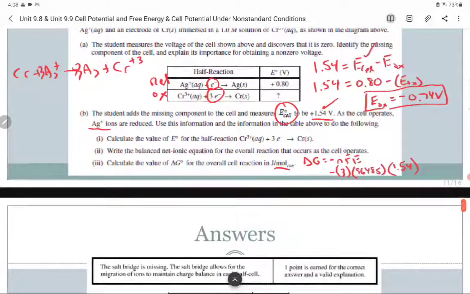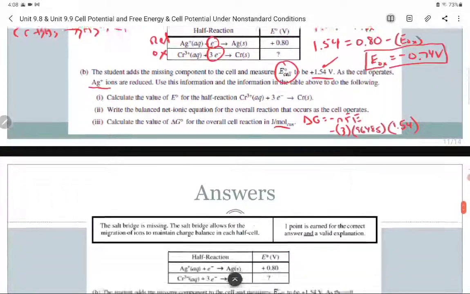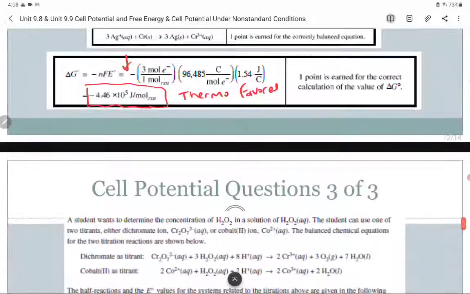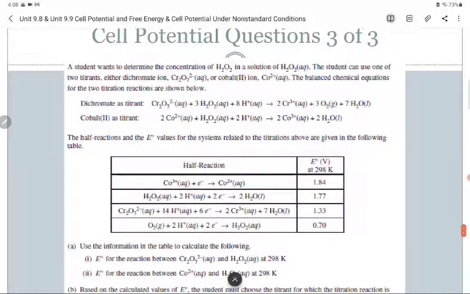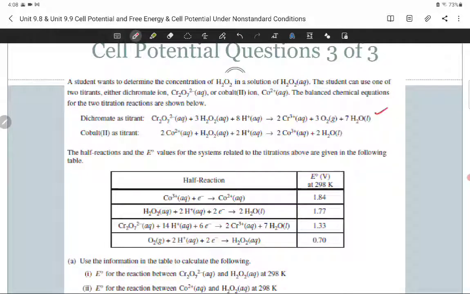Okay, so I guess we handled all those questions. We have our last questions here. We're doing a titration, and here are a couple possibilities of titrations. We got a bunch of E cells for half reactions. Use the information in the table to calculate the following. E cell for the reaction between dichromate and hydrogen peroxide.